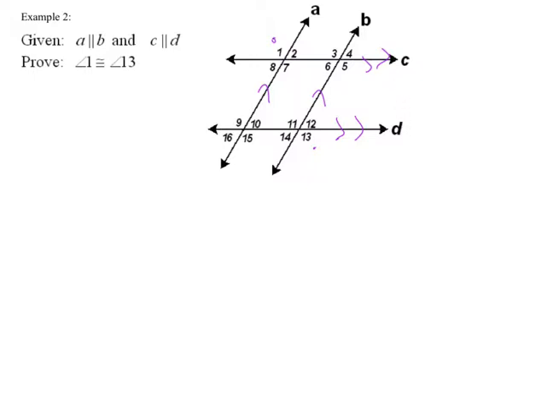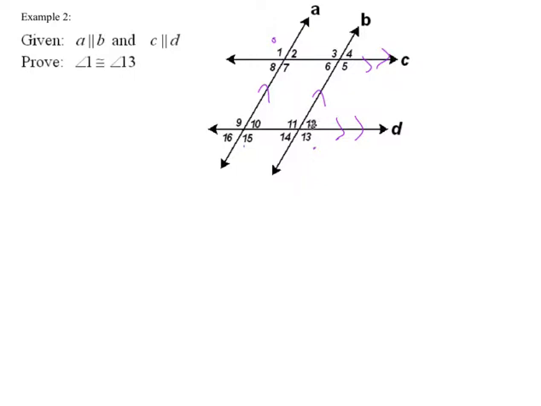So I'm going to have to find an angle that is congruent to angle 1 that also has to be congruent to angle 13 based upon the fact that I have these two sets of parallel lines. And there's lots of ways I can do that. One way that I see right now is that angle 1 has to be congruent to angle 15 because I have parallel lines and these are alternate exterior angles. Then I see that angle 15 has to be congruent to angle 13 because they're corresponding angles, and I know that A is parallel to B. So that's one way to go.